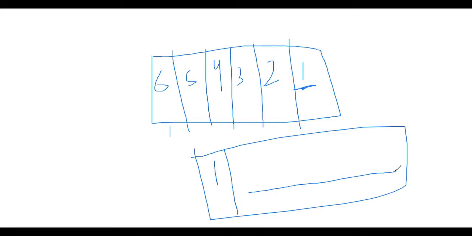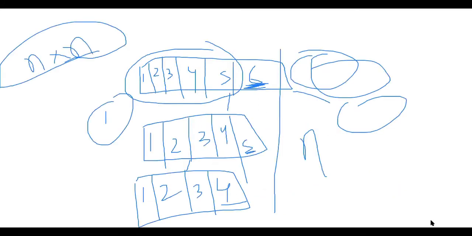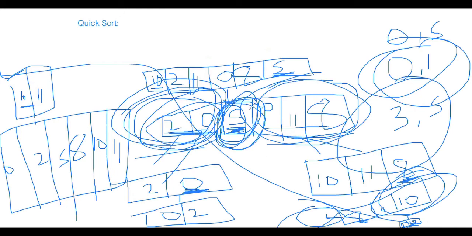Yes, the code is the same, but the number of partitions is changing. In the average case scenario, we are creating log n partitions. Do you know what a partition is? After putting the pivot at its right position, we are dividing the array into two parts: one part is the left side of the array, and one part is the right side of the array.